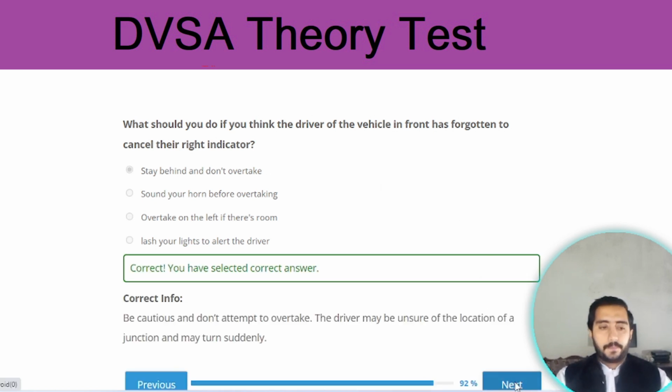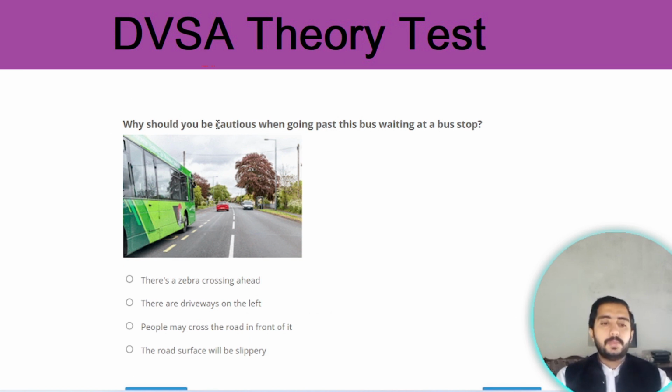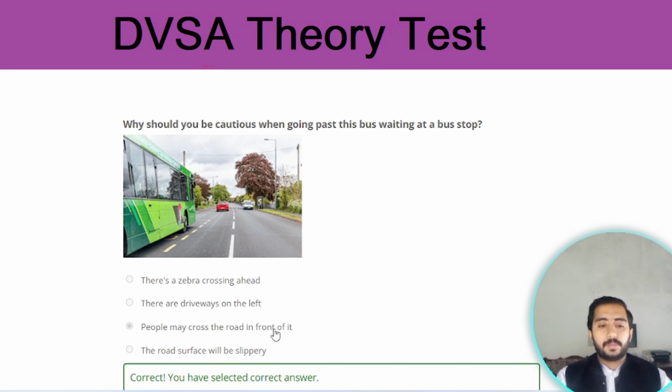Next question. Why should you be cautious when going past this bus waiting at the bus station? In the image you see the bus waiting at the bus station. In this situation, why do you need to be cautious? You need to be cautious because people may cross the road in front of it. Option C is the correct option.